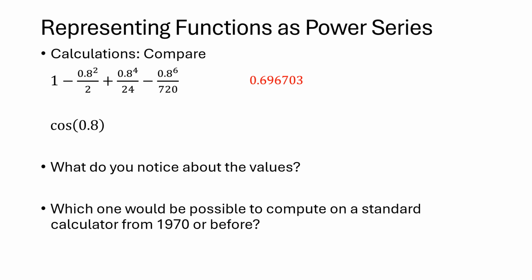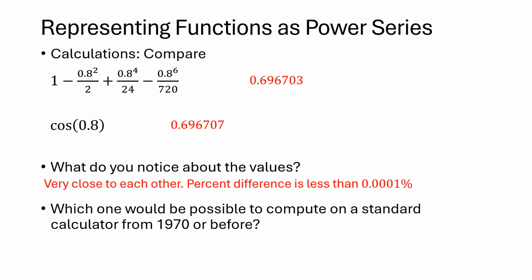If you plug in cosine of 0.8, making sure you have the calculator in radians, you get 0.696707. Those values are very, very close. And that shows you the type of approximation that just 4 terms can give you. If you remember the other presentation, this is the power series representation of cosine with a number plugged in, in this case 0.8.